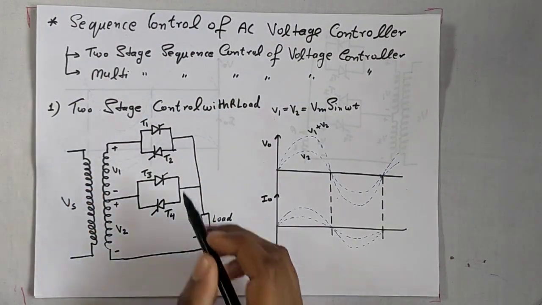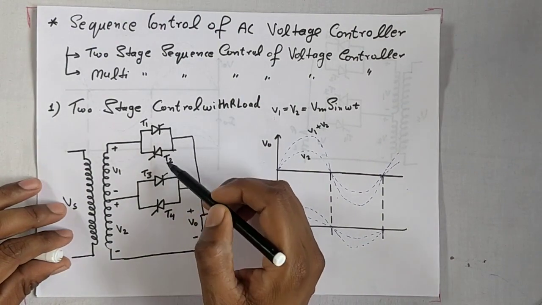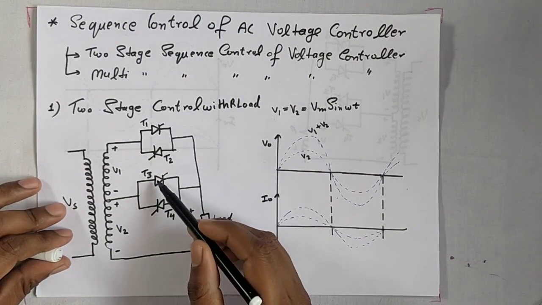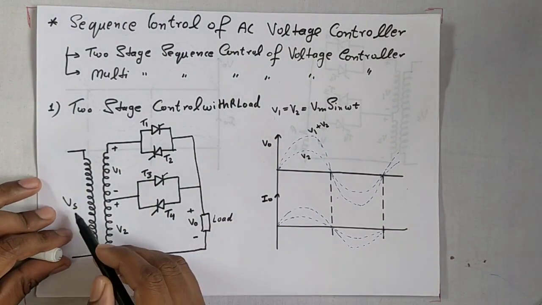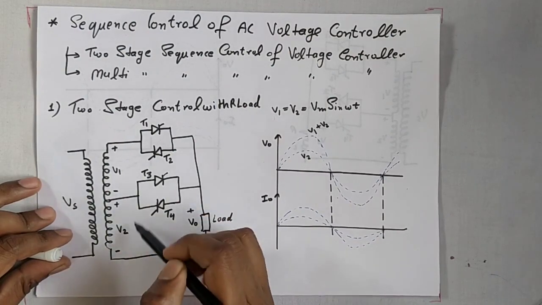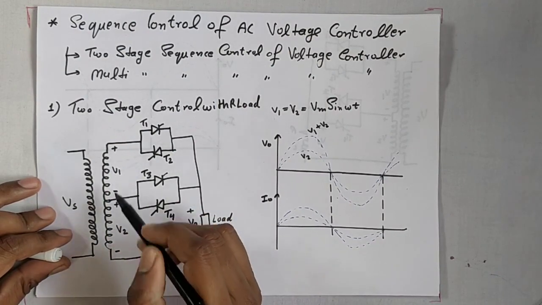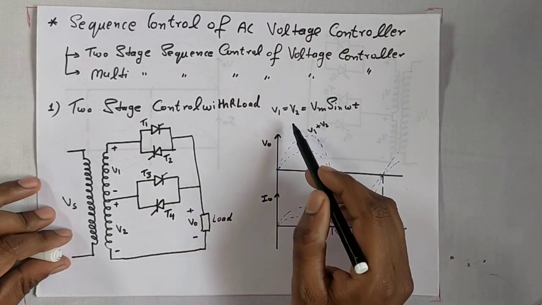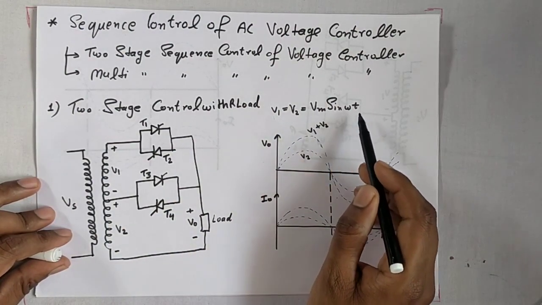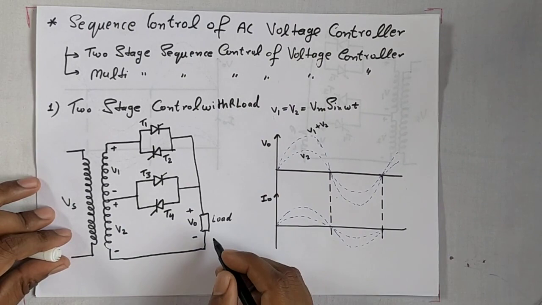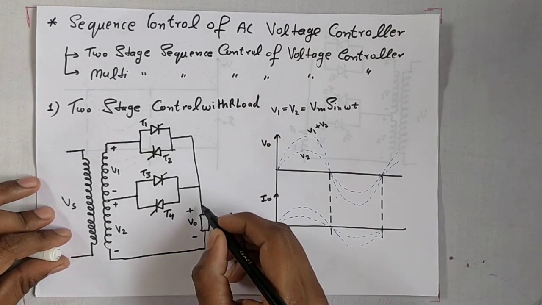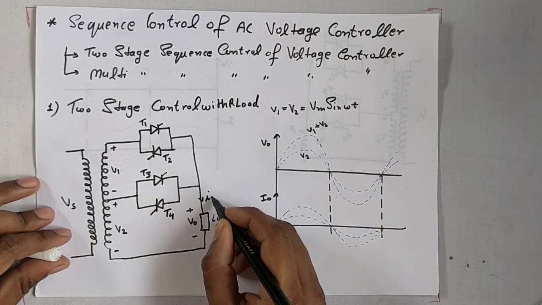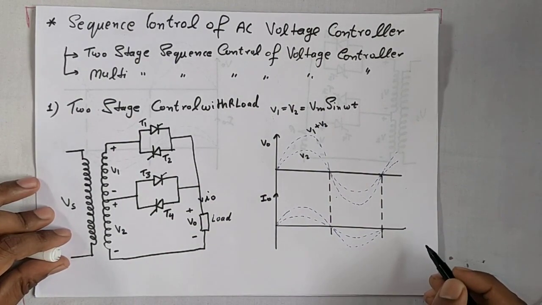Okay. So this is the circuit diagram. This is thyristor T1, this is thyristor T2, T3 thyristor and thyristor T4. This is the input voltage. This is the transformer, which is equally divided in two parts, V1 and V2, and V1 and V2 is equal to Vm sin omega t. This is the load, this is the voltage across the load, and this one is the current across the load.